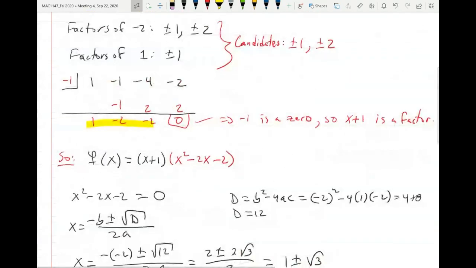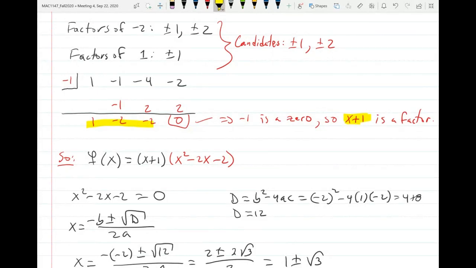Okay, so first we figured out that -1 is a zero, right? So that means that x plus 1 is a factor. What does that mean? It means that you can write your function as x plus 1 times something. That's what it means to have x plus 1 as a factor. So we write a polynomial f as x plus 1 times something. What is that something? Well, look at the division. When you did your synthetic division, the numbers that you have in there are the coefficients. So do you understand how to get the x squared minus 2x minus 2?